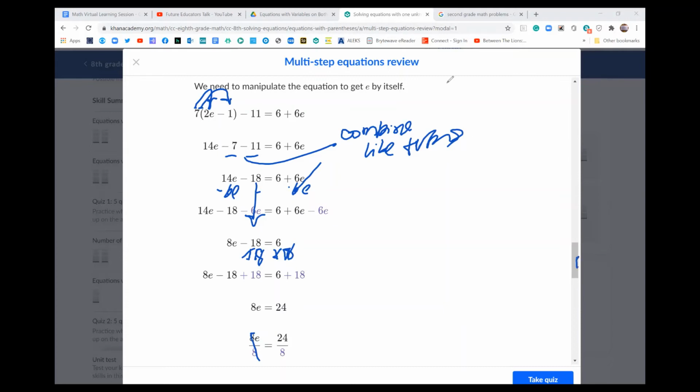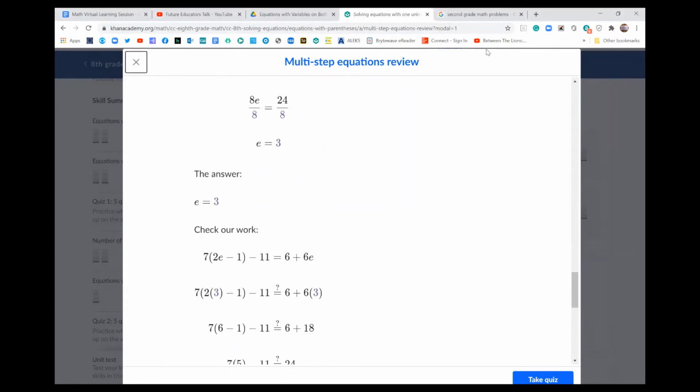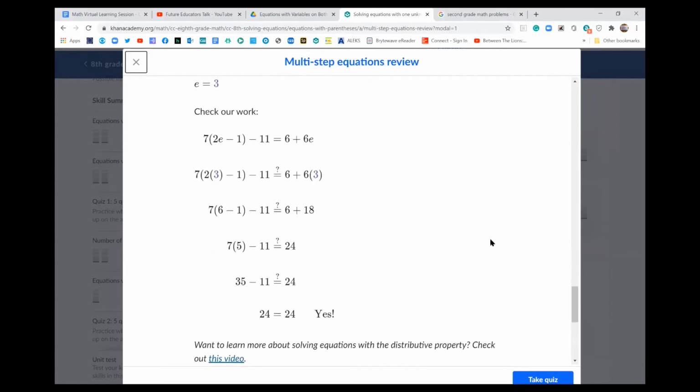I'm clearing everything up. 24 divided by 8 gets me 3. So E equals 3. But wait, there's more. You need to check your work. Wherever you see E, you're going to plug in that 3. So you have it down lovely down here. You're going to do 7 times (2 times 3 minus 1) minus 2 times (negative 3 minus 1) minus 11 equals 6 plus 6 times 3. And it has it down right here.